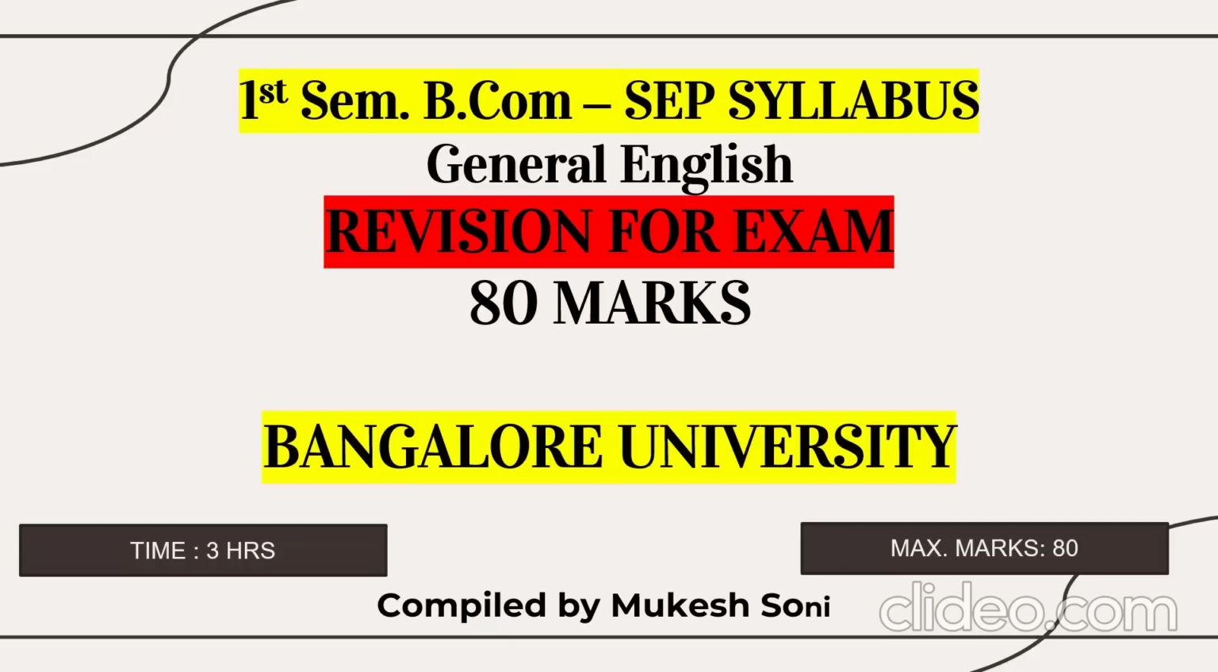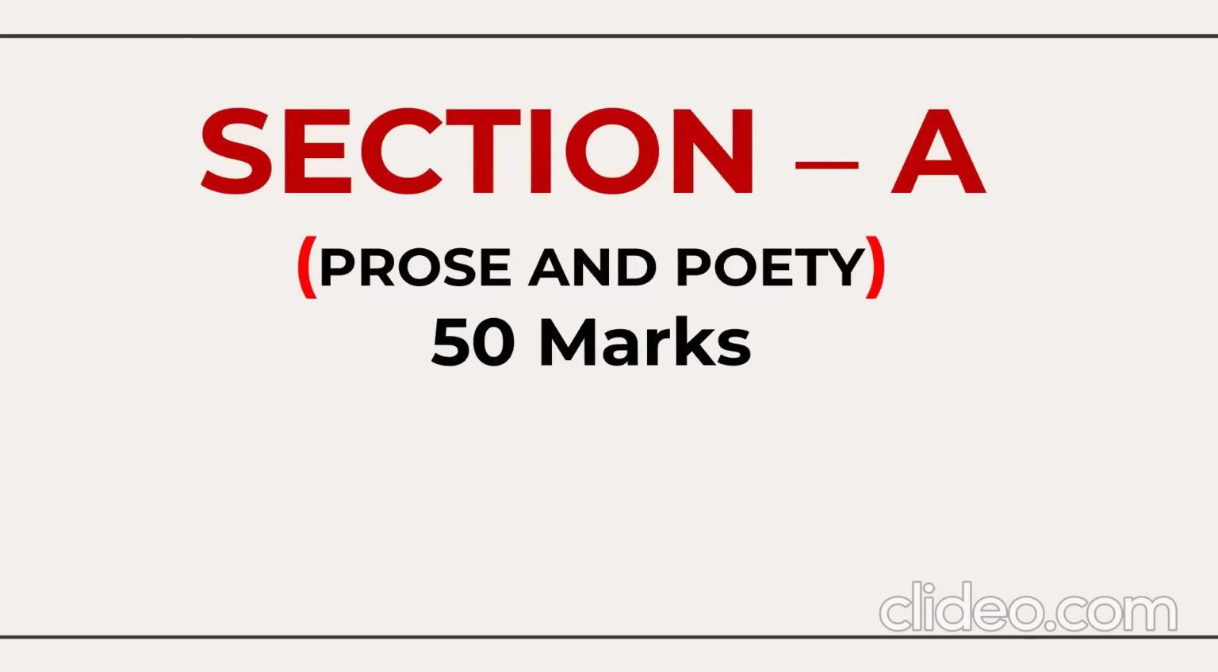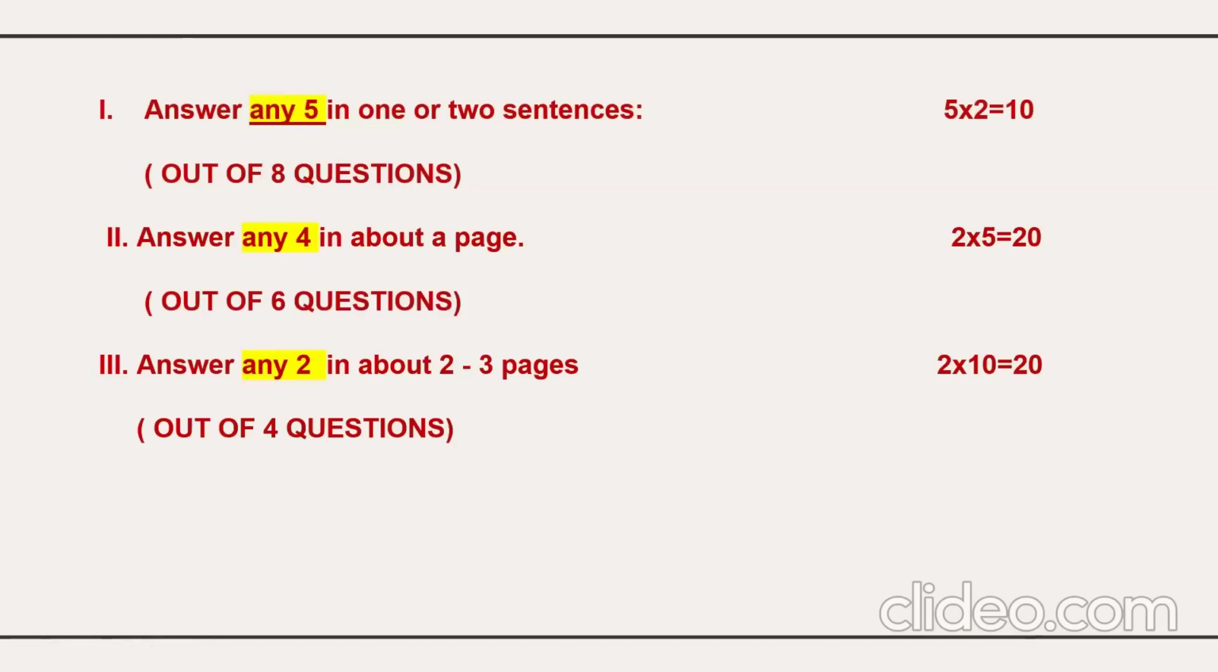You know very well the General English first semester BCom SEP syllabus has the weightage for 80 marks. Examination will be for 3 hours, right? So let's begin very quickly without much delay. Section A consists of 50 marks, prose and poetry, and you have here 8 lessons. Just a moment, before that let's go for the question paper structure.